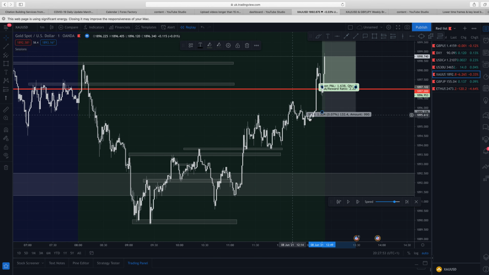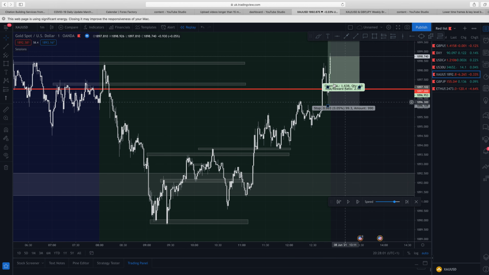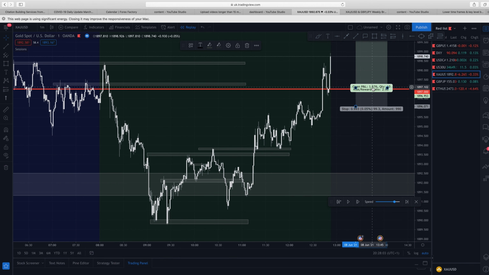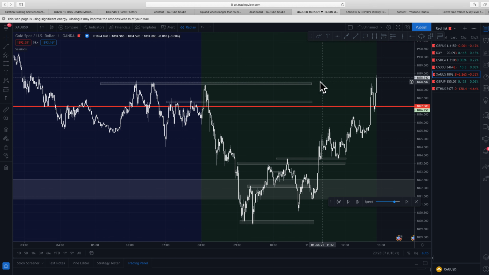Not a lot of bits. You get a break and retest at this 1897 level. And then let's just watch the price action above here now. Monitor it. See how this is looking. This is looking good. You've got 1 minute closures above these sensitive price areas.